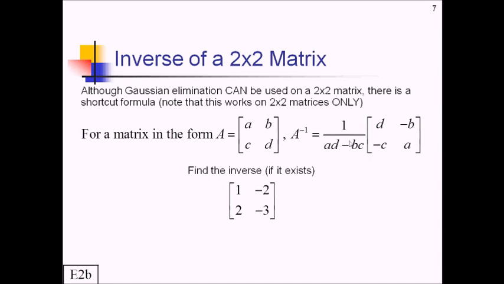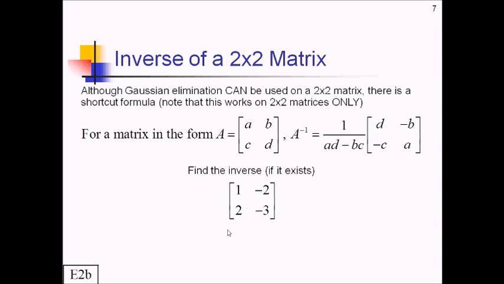Notice that everything in this formula works in diagonals. We have AD, that's the down diagonal, minus BC, the up diagonal. And then we have the down diagonal, they change places. The up diagonal, C and B, change signs. So pause the video and go ahead and apply that to this one right here. See if you can plug in the numbers in the right places.